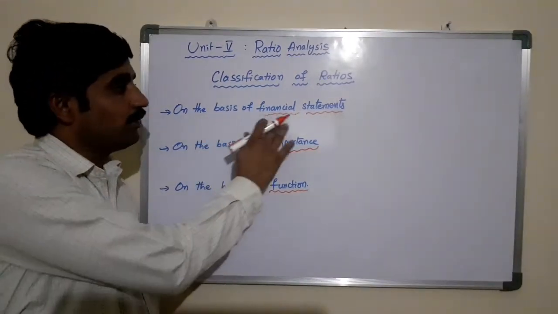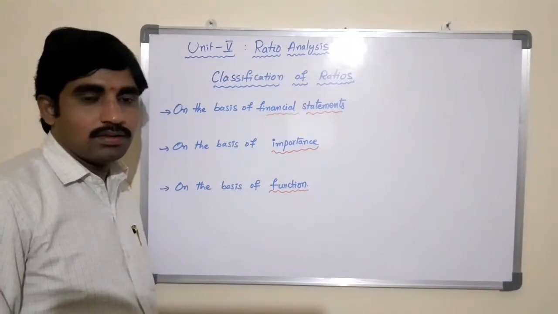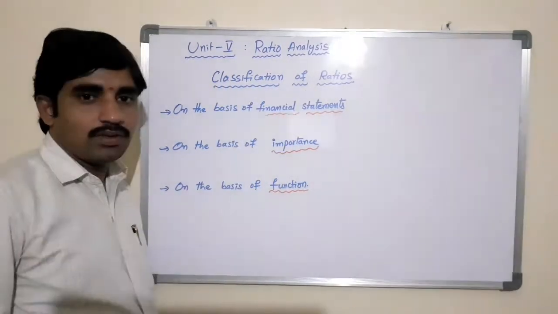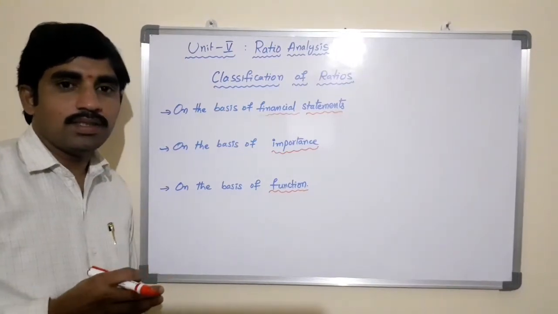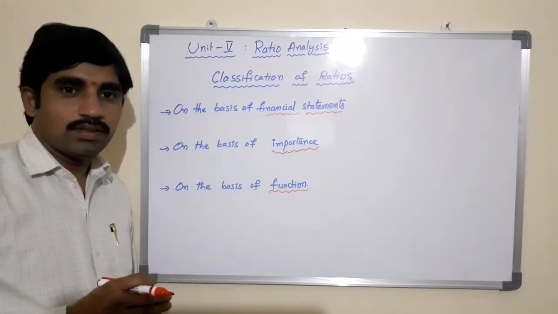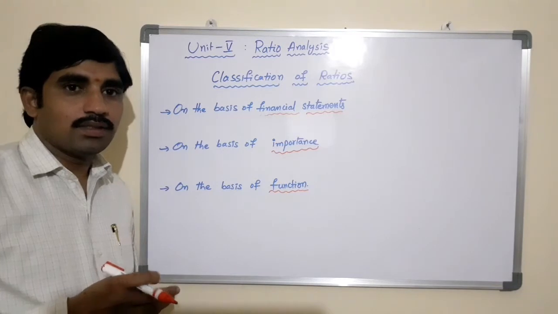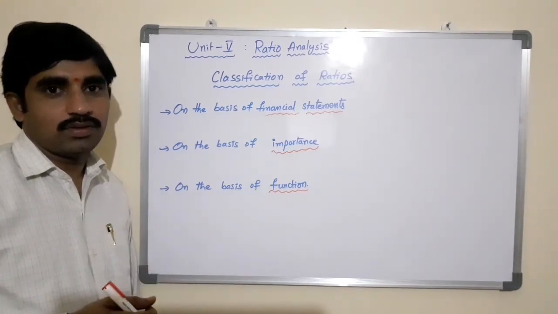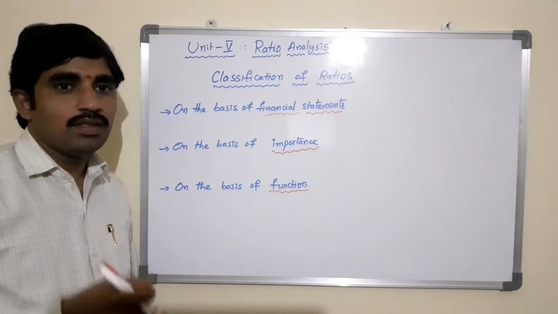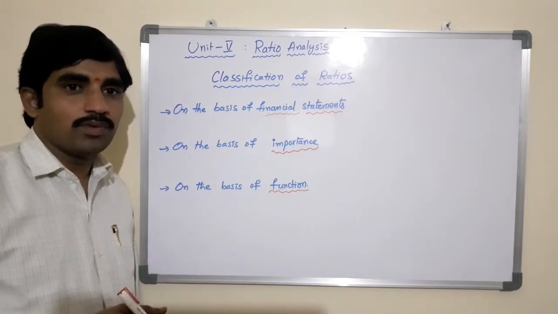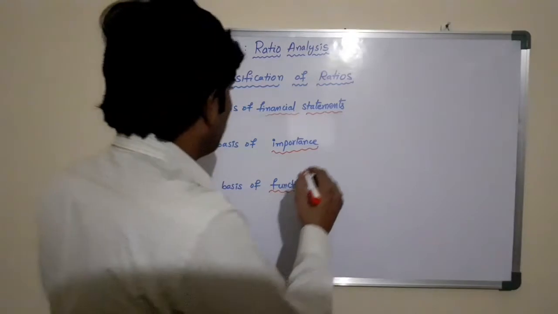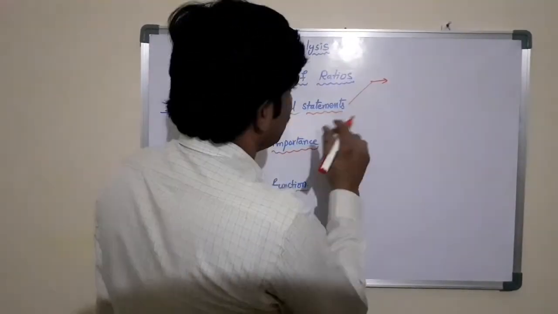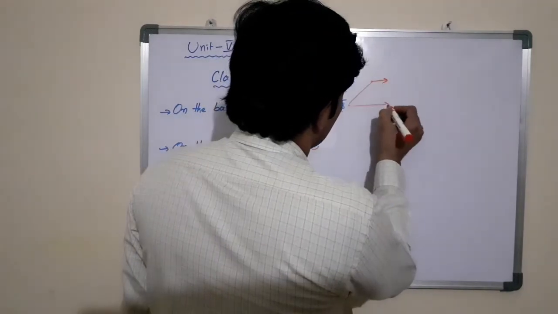So on the basis of financial statements, the ratios are classified into income statement or profit and loss account ratios, balance sheet ratios, and composite ratios, or inter-statement ratios. Here, on the basis of financial statements, the ratios are classified into three.